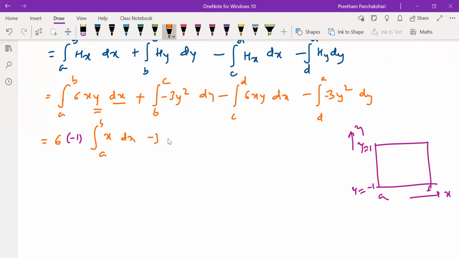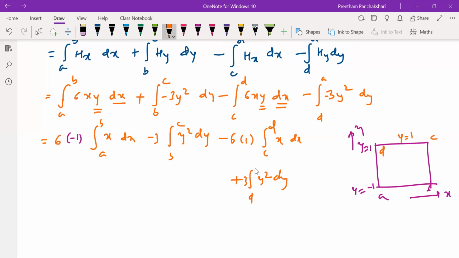Similarly here, minus 3 is common. What is to be integrated is only y, from b to c. Minus 6 here. As I said once again, y is constant because integration is with respect to x. From c to d, on this path the y value is 1, so y becomes constant and goes outside. C to d is x dx. The last path is minus 3 y square dy.